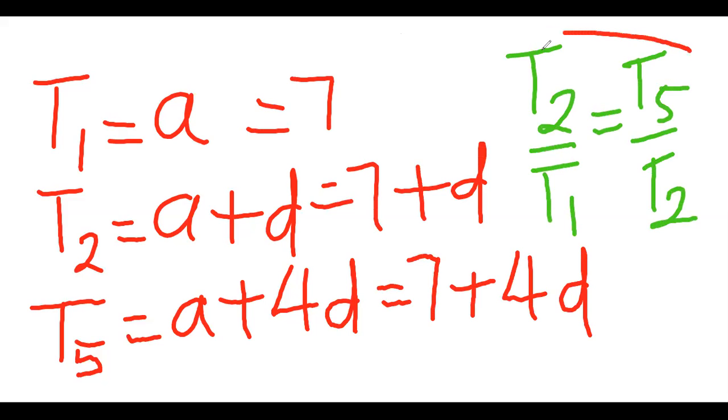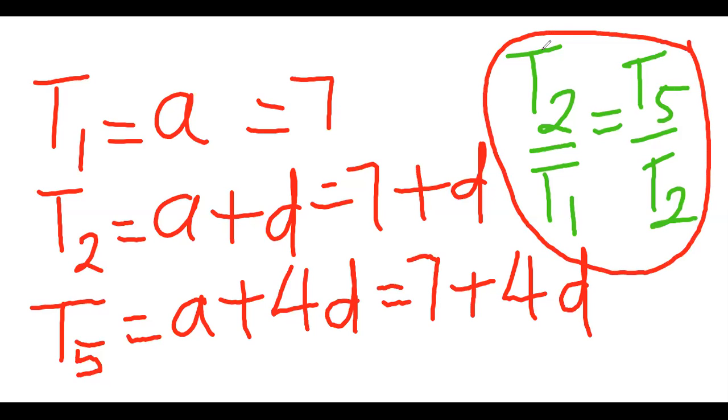Why am I doing this? From the question, the first, second, and fifth terms are three terms of a GP. So I take T1 as the first term, T2 as the second term, and T5 as the third term. If I take it that way, I can have T2 over T1 equals T5 over T2, because in a GP that is obtainable. The next thing I want to do is to bring the values 7, 7 plus D, and 7 plus 4D into this expression.